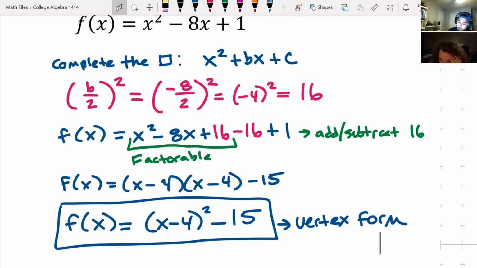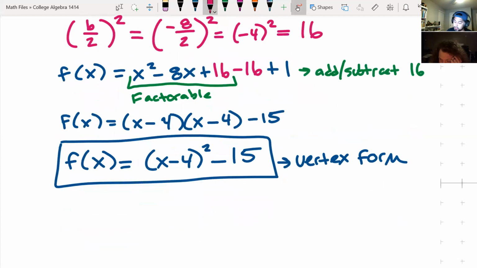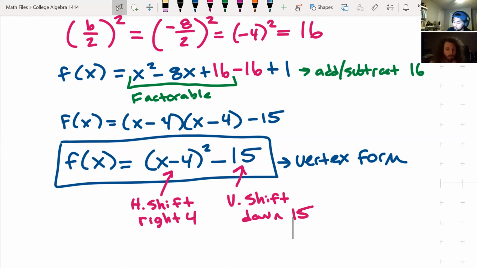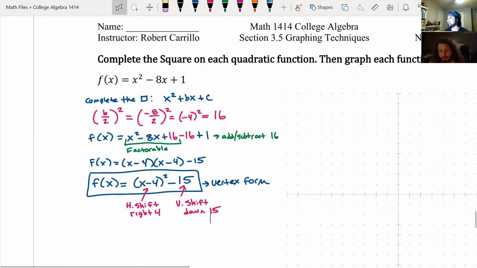And if we graph this by transformations, well, what are the transformations you guys see? What is the x minus 4? So we're going to the right 4 and then down 15. That's it. This is a horizontal shift, right 4 units. And this is a vertical shift down 15 units. Well, if we are doing transformations, what was the parent function?